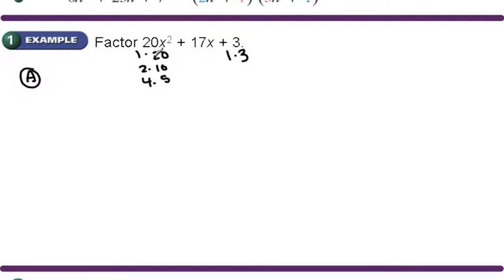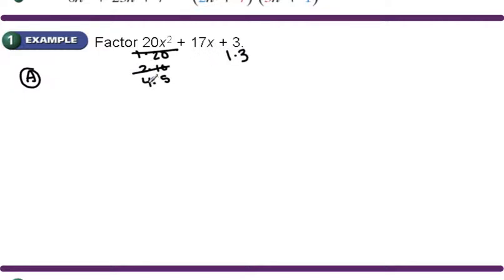1 times 1 is 1, 20 times 3 is 60, so definitely not working. 20 times 1 is 20, 1 times 3 is 3, 23, still not working. What I'm doing is multiplying each by the number, so 2 times 1 is 2, 10 times 3 is 30, 30 plus 2, 32. Nope. Now let's do 10 times 1 and 2 times 3. 10 times 1 is 10, 2 times 3 is 6, 16.